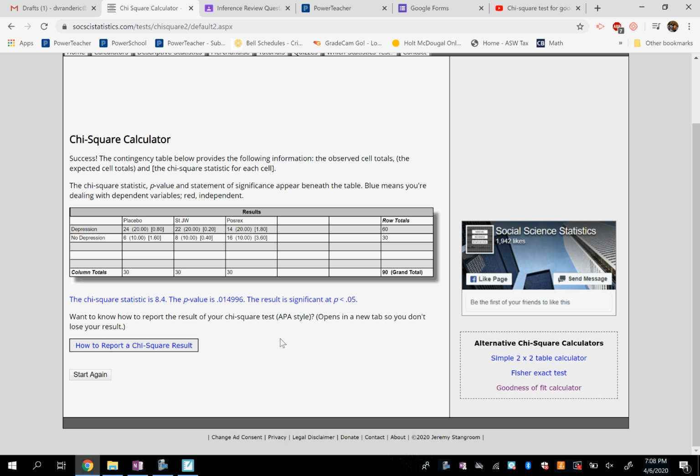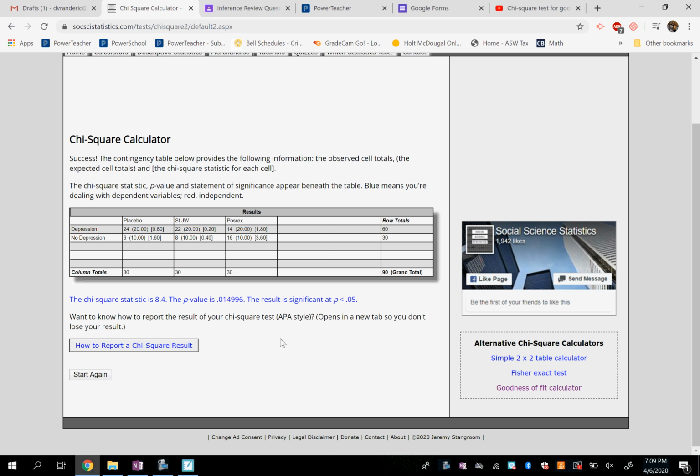And the calculator way you can do this without using this link would be to do row total times column total divided by grand total. I know it's kind of silly, but if you ever get into a bind and you don't have a link on a website like this, you can always multiply the row total for the cell you're looking at by the column total for that cell, divided by the grand total, and that will give you the expected value. So that's how they got 20 for placebo and depression. You can do 60 times 30 divided by 90, which is going to be 20.